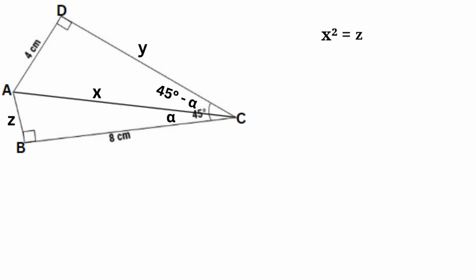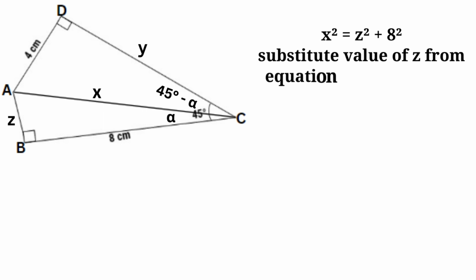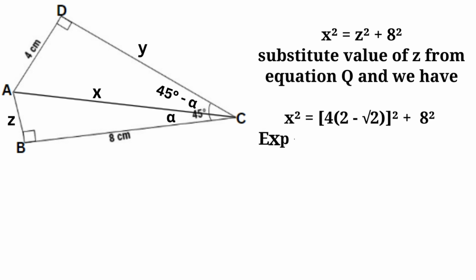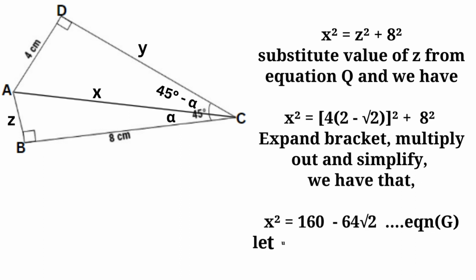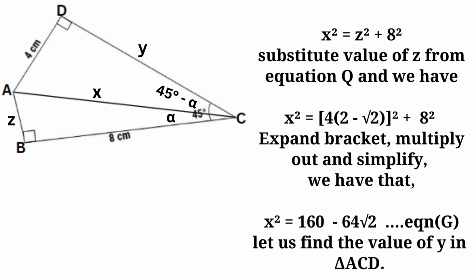square x equals the sum of square of z and square of 8. Substitute the value of z from equation Q and we have the equation in square x as shown on the screen. Expand the bracket, multiply out and simplify. We have that square x equals 160 minus 64 times the square root of 2, which we call equation G.